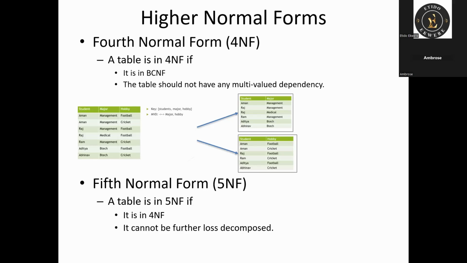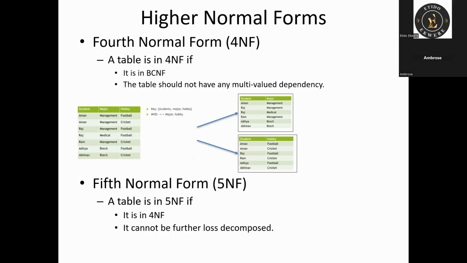If we look at the table to our left, we have the students, the major, and the hobby columns. You begin to see that the keys there are the student, the major, and the hobby. But the major and the hobby are independent multi-valued dependencies on the student, and we don't want that in the fourth normal form. So we decompose this table into a student-major table and a student-hobby table, for it to comply with the fourth normal form.